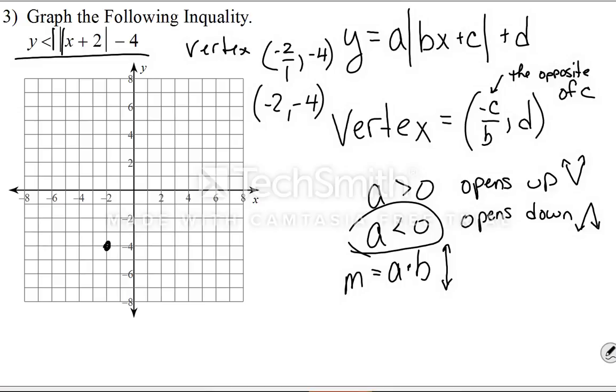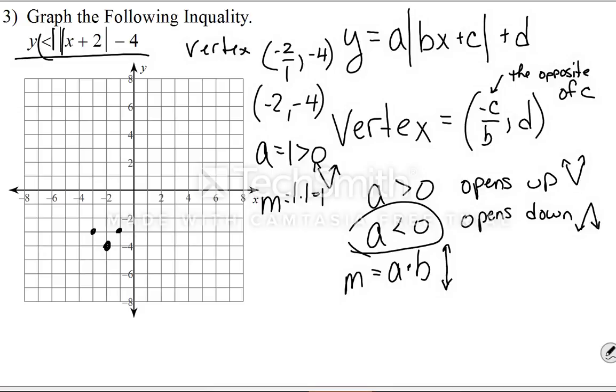Now I need to find if A is bigger or less than 0. So in this case, A is 1, which is bigger than 0, so my graph goes up. Now my slope. Slope is A times B. 1 times 1 is 1. So I'm going to go up 1, to the right, up 1, and then to the left.